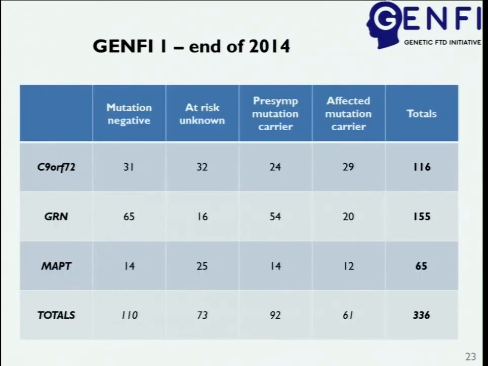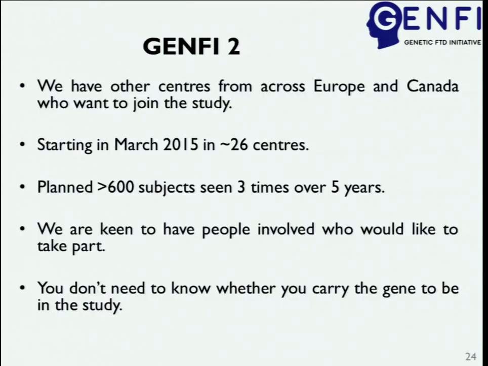So we've moved on with GENFI, and by the end of 2014, we'd actually recruited 336 people, with a bit more C9orf72, lots of progranulin, and not as many tau. And so we're just starting to look at this data a bit more, and look at the other bits, at the spinal fluid and the serum and the other types of MRI.